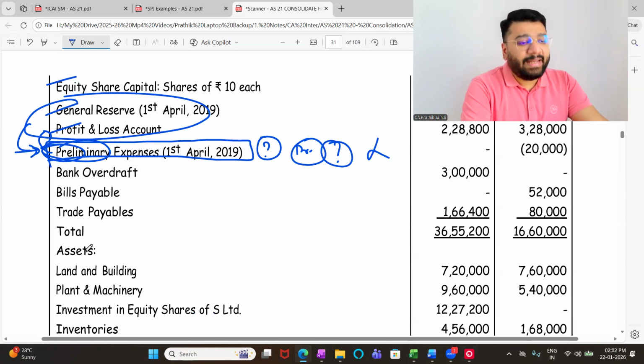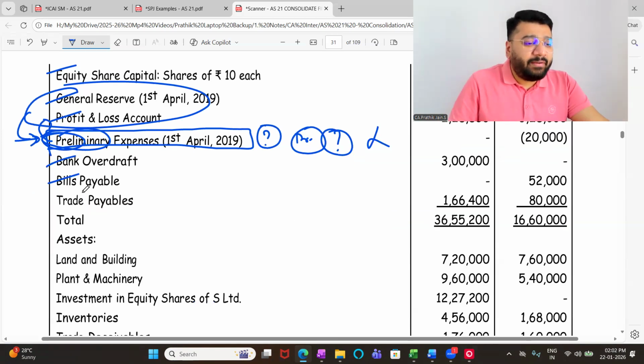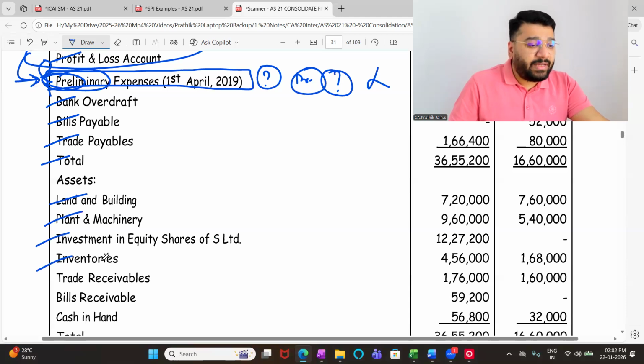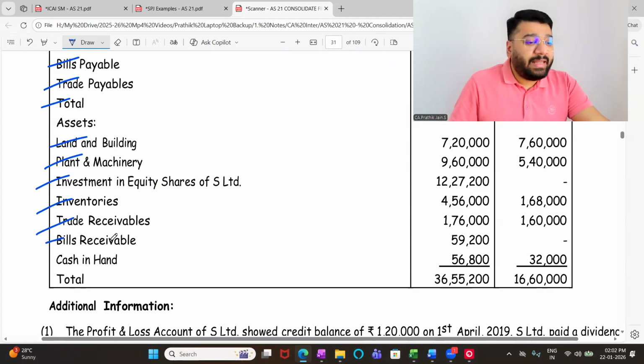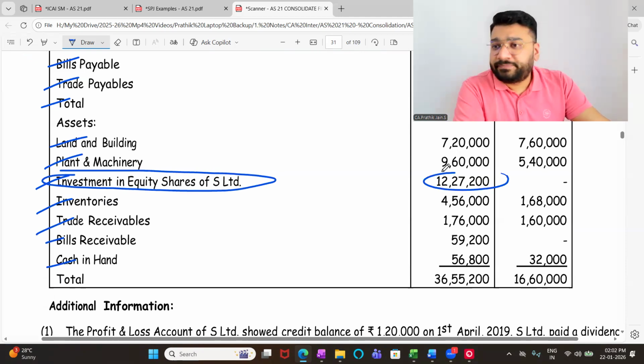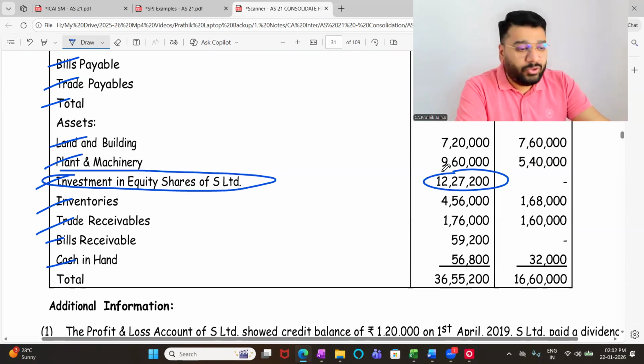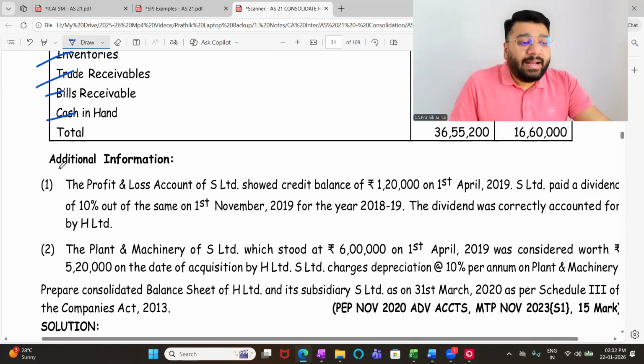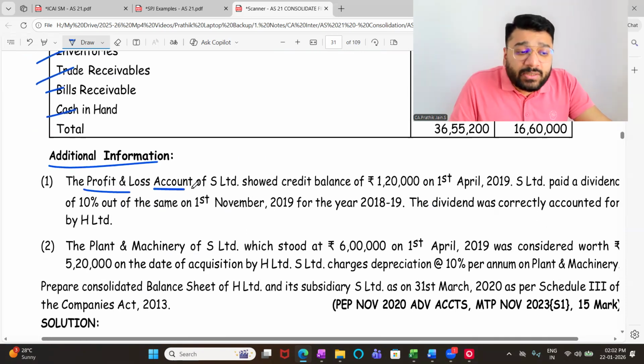Now, can I continue? Bank overdraft, trade payable, total. Then comes land and building, plant and machinery, investment, inventories, trade receivables, bills receivable, cash in hand. Investment in equity shares of S Limited, 12,27,200. Any problem? No problem. Additional information says that the profit and loss account of S Limited showed a credit balance of 120. So this is the opening balance.